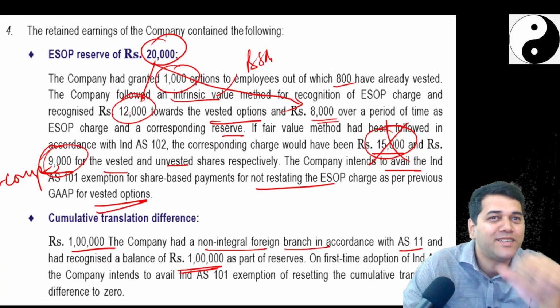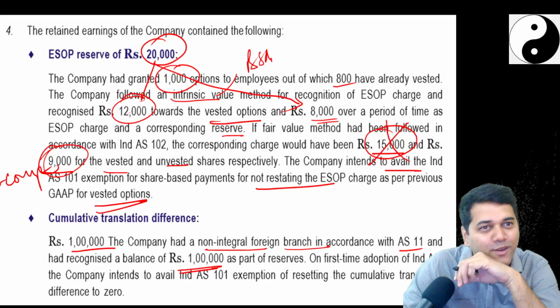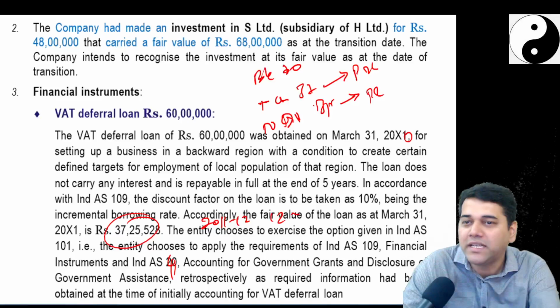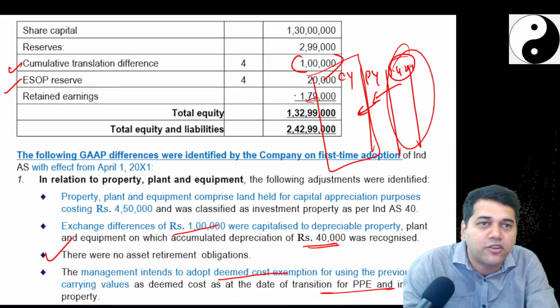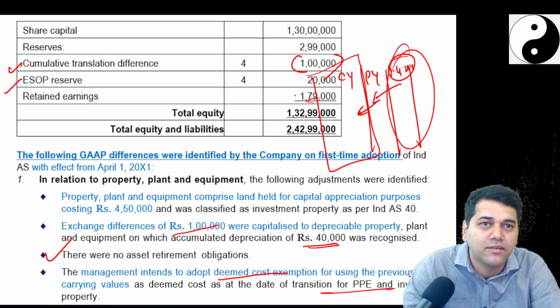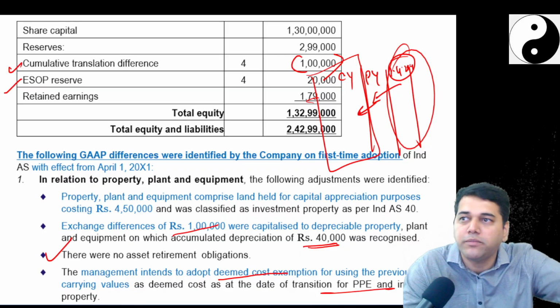To pass the journal entry, you should know, no? It was a loss. How did you know? Go back to the balance sheet. See, you have got a translation reserve here. Is it a negative balance or a positive balance? It is a positive balance. That means you must have made a cumulative gain.